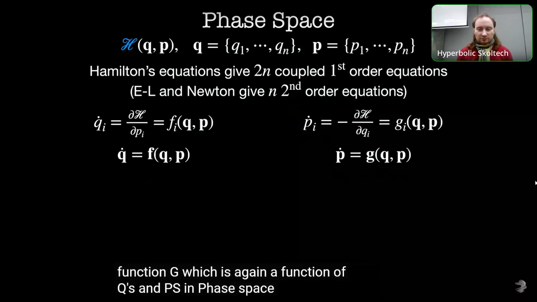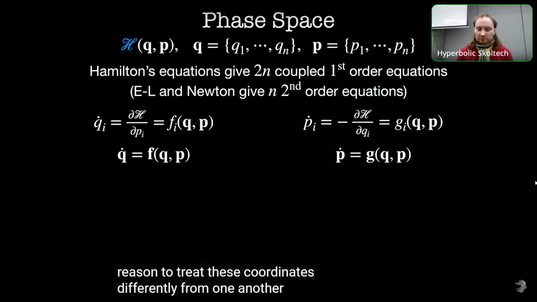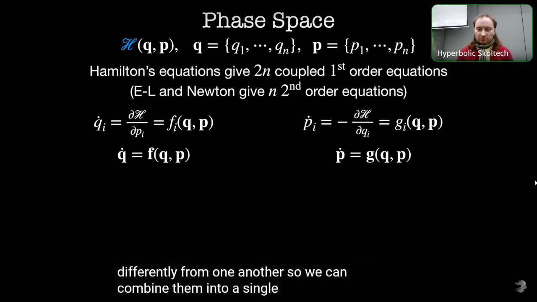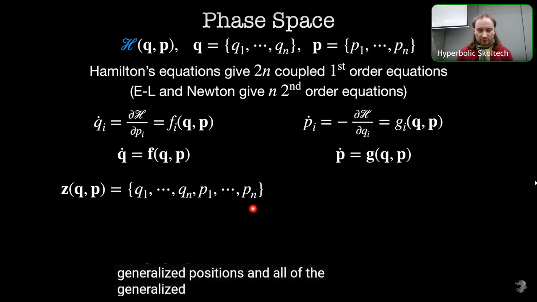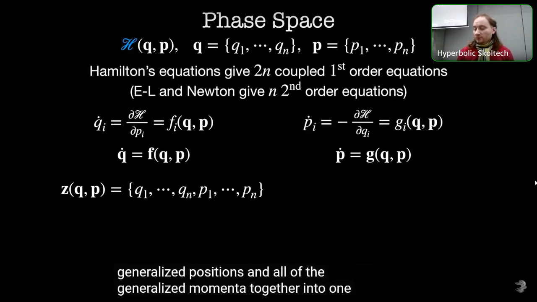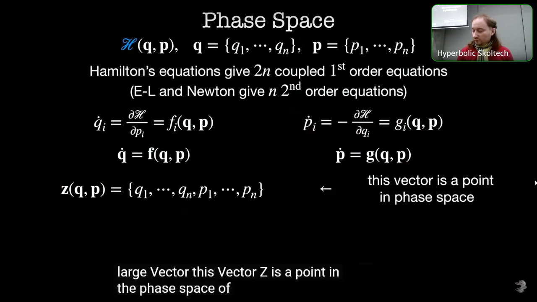In phase space, there's no reason to treat these coordinates differently from one another. So we can combine them into a single vector, let's call it Z, and we're going to get this by stringing together all of the generalized positions and all of the generalized momenta into one large vector. This vector Z is a point in the phase space of our system.